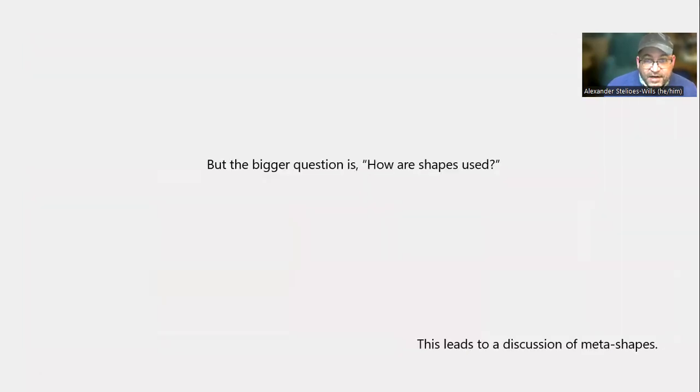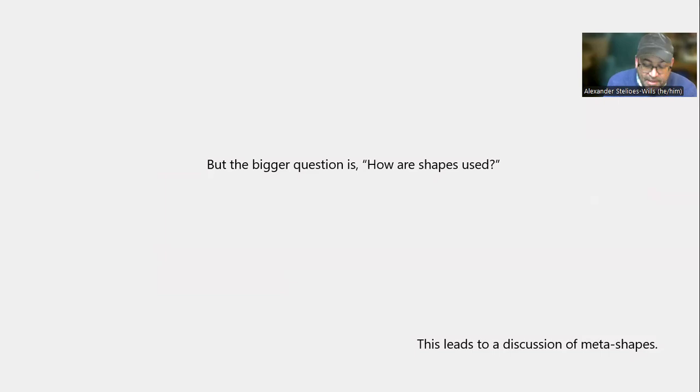There you go. All right, so bigger question is, besides how do we create shapes? The least important question is, what are the different kinds of shapes from the point of view of an artist? A more important question is, how do we create shapes? Maybe an even more important question than that is, how are shapes used?